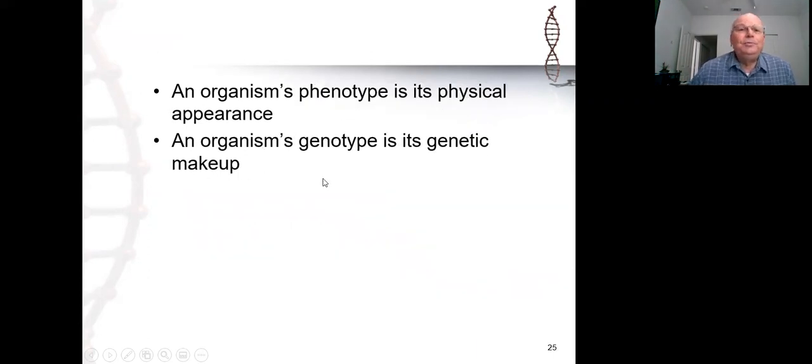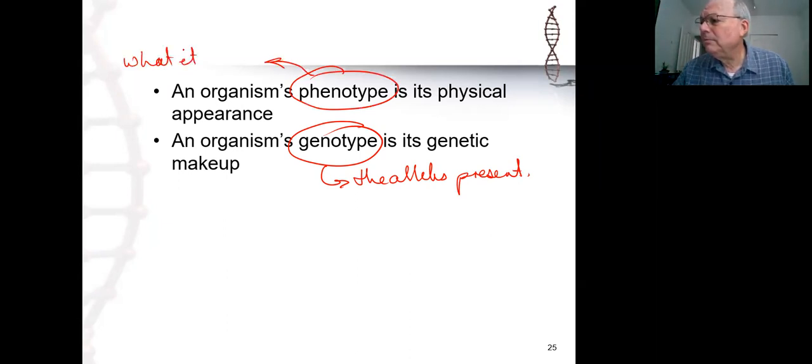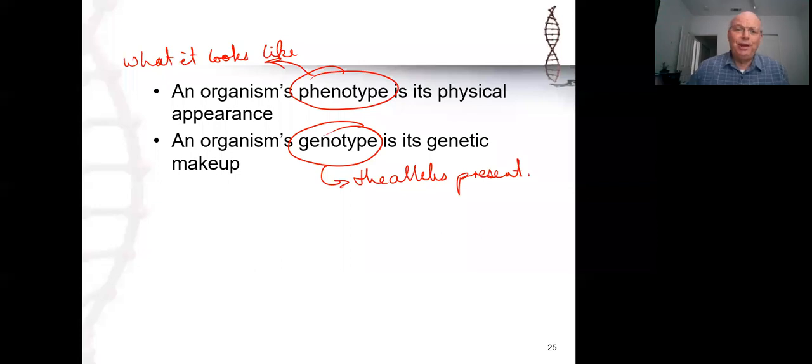Then the other two terms that you need to become familiar with are the terms phenotype and genotype. So when we're talking about the actual alleles that are present in the organism, we're talking about its genotype. When we talk about phenotype, we're talking about what it looks like. So those are two simple ways of understanding the difference between phenotype and genotype.